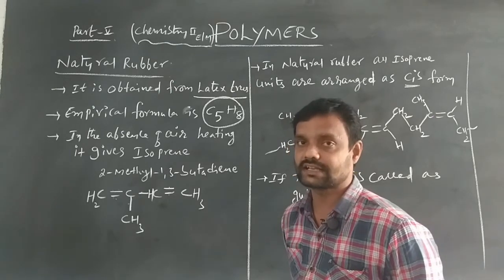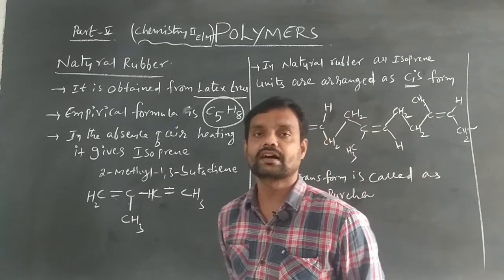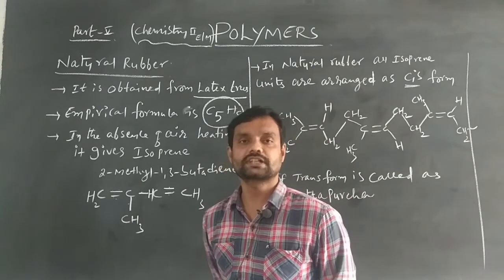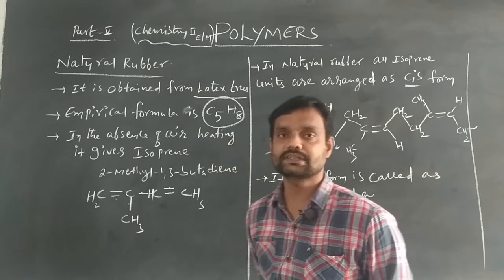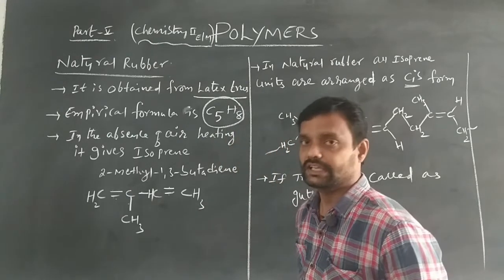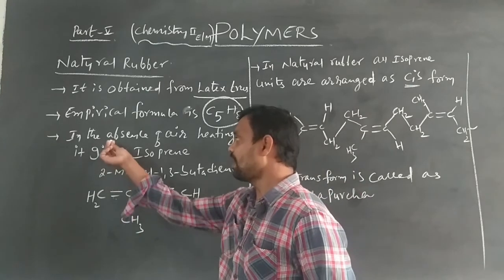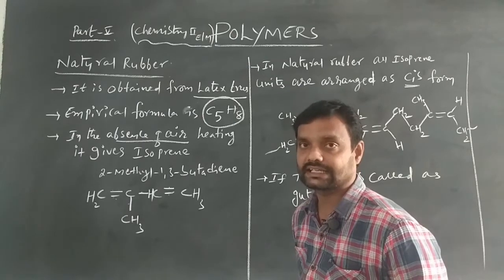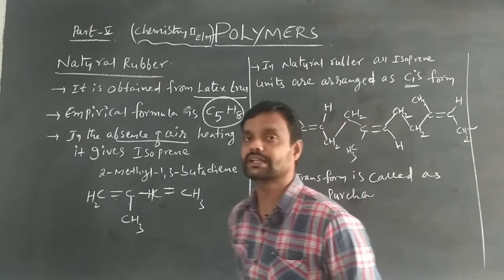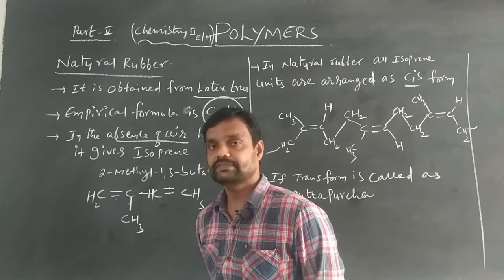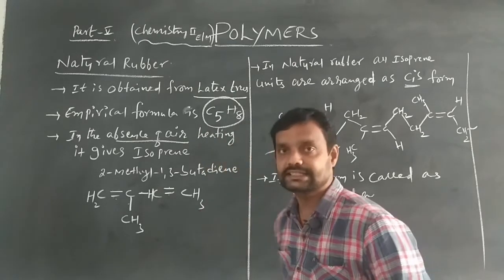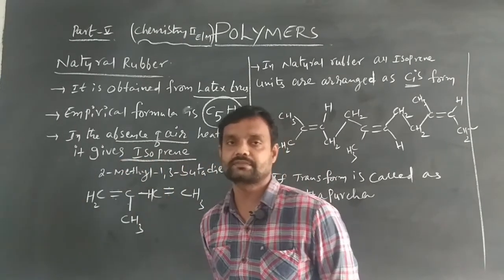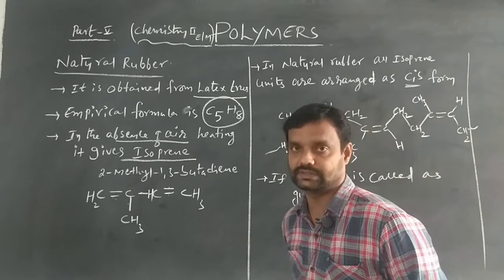When we heat this natural rubber, it will give carbon dioxide and water. From that experiment also, we conclude that natural rubber is nothing but a hydrocarbon. If it is heated in presence of air, it will give carbon dioxide and water. If it is heated in absence of air, the natural rubber will give the isoprene units.